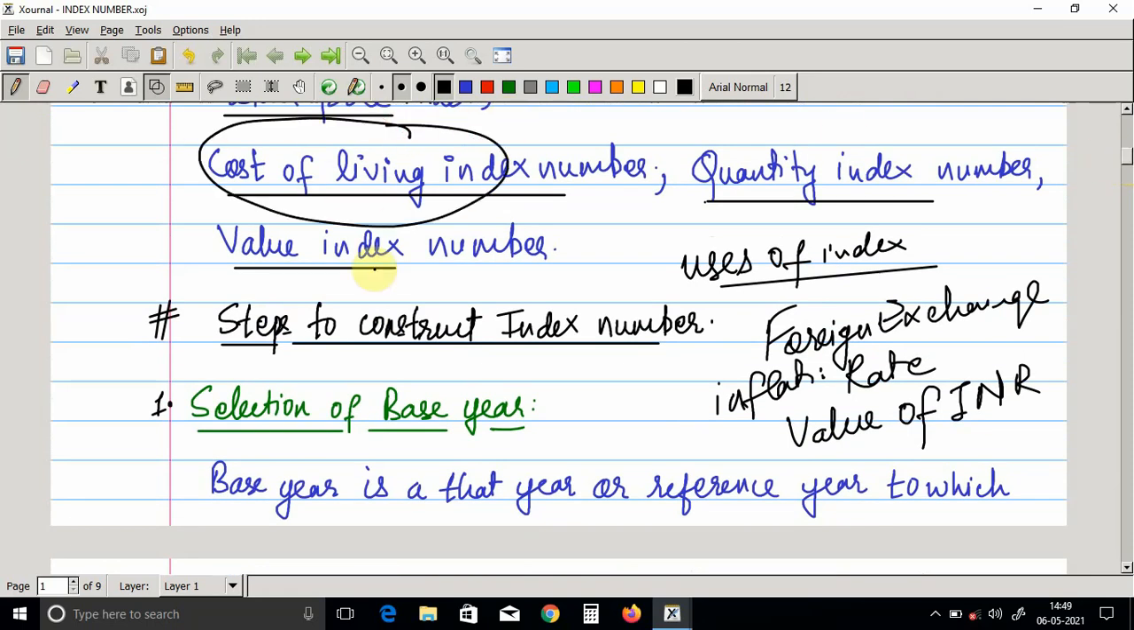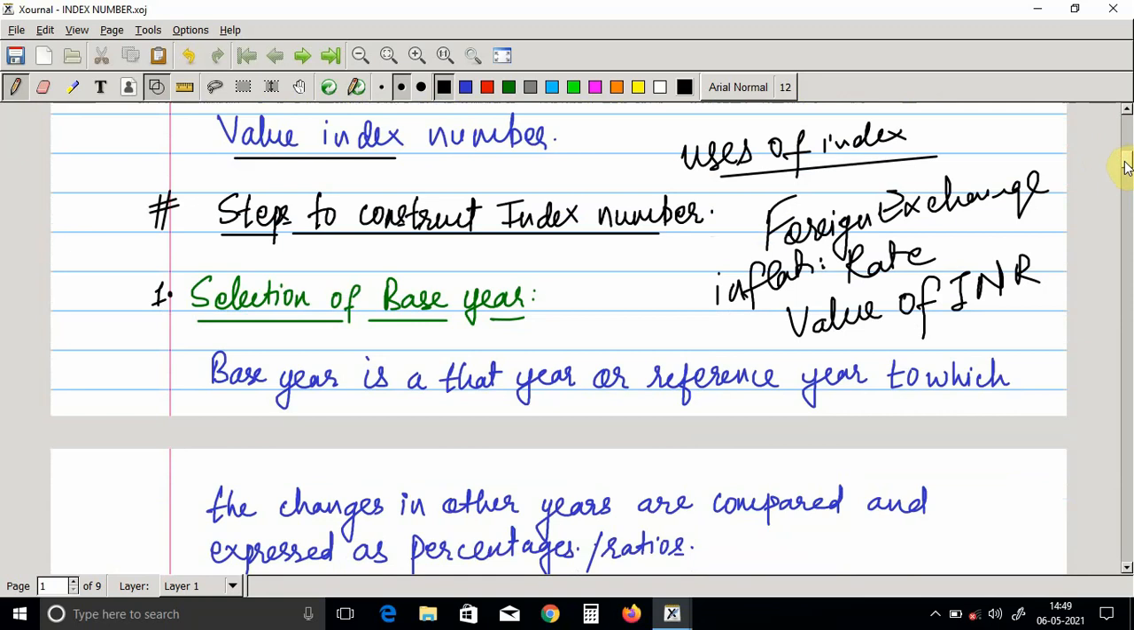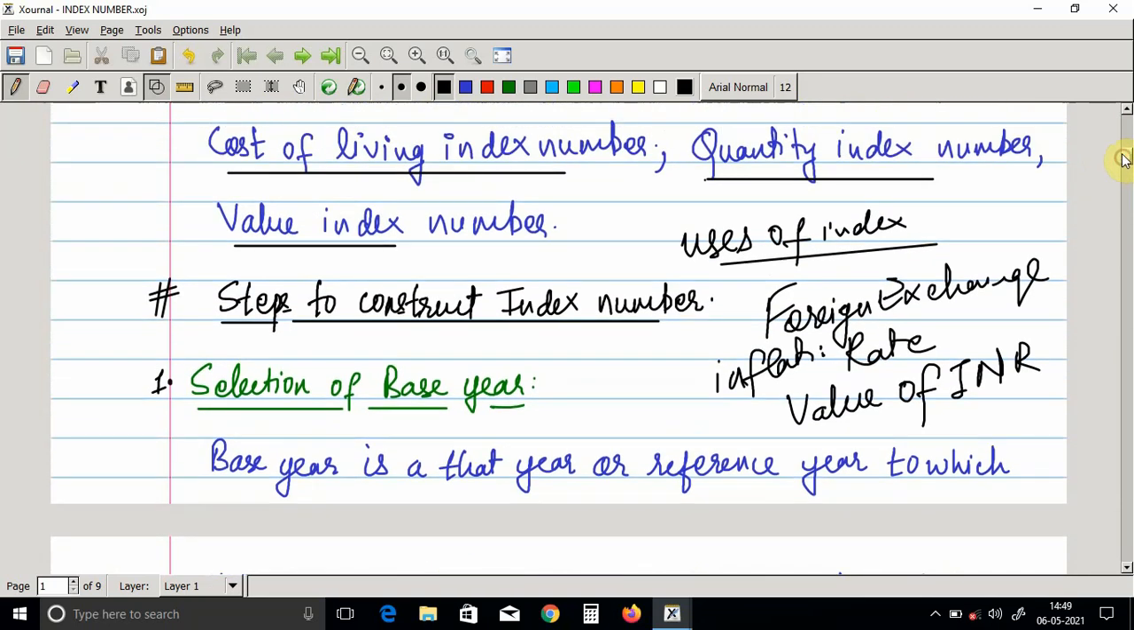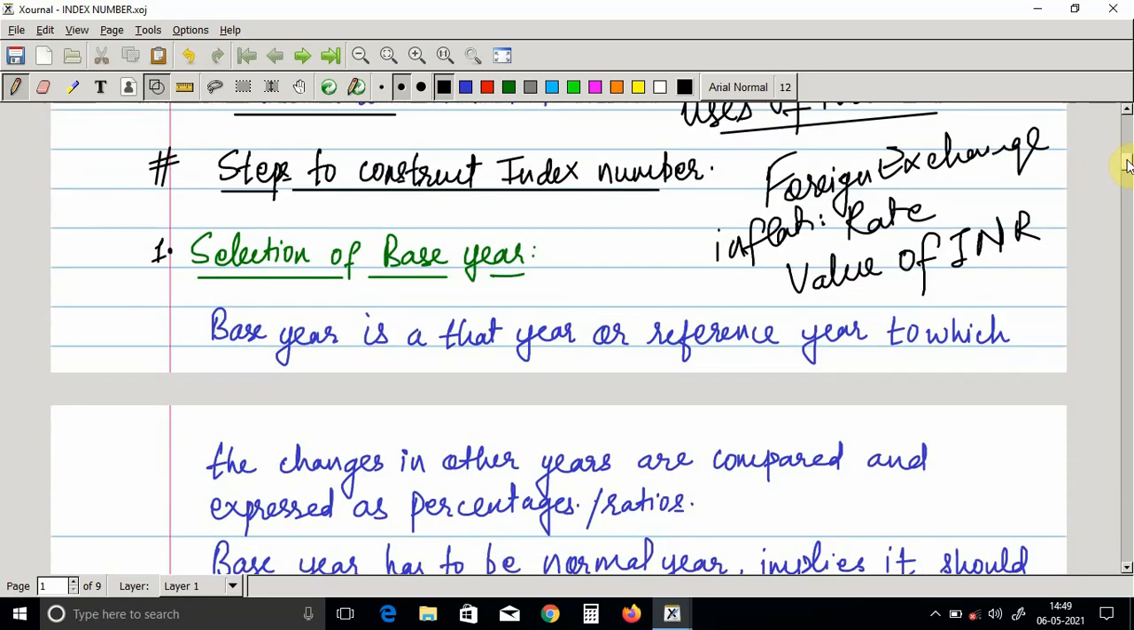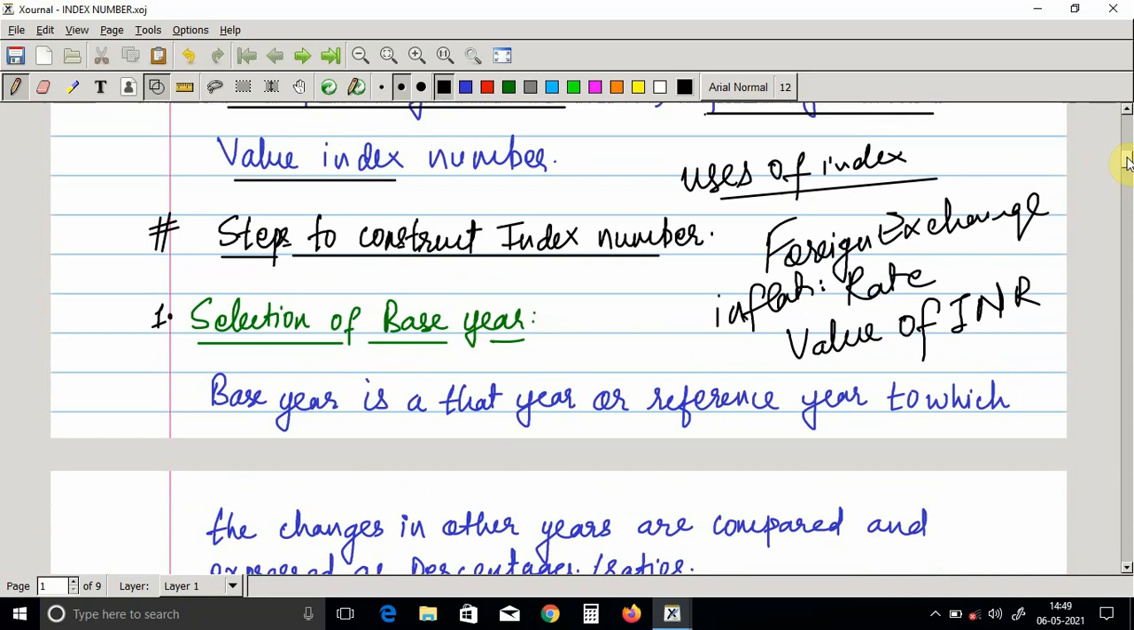It tells you the change in the cost of living, how much you have to pay in the current year to maintain your lifestyle. There are so many uses of index numbers. It's all over the economics subject.